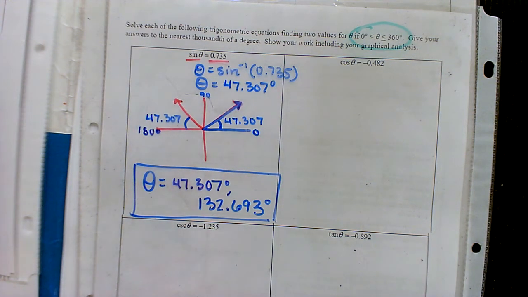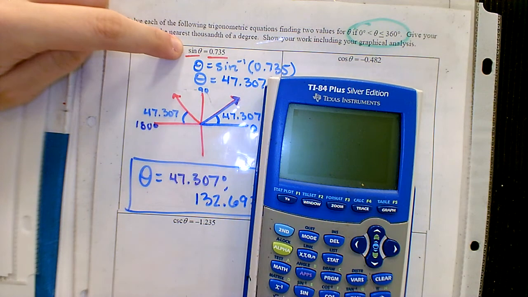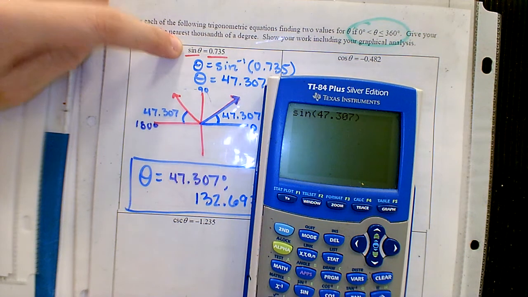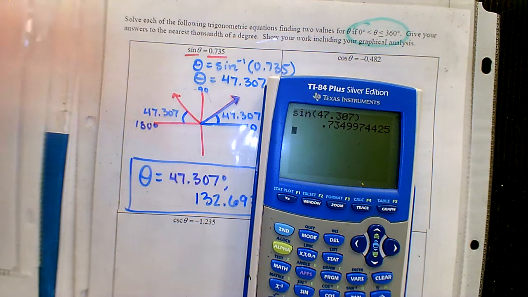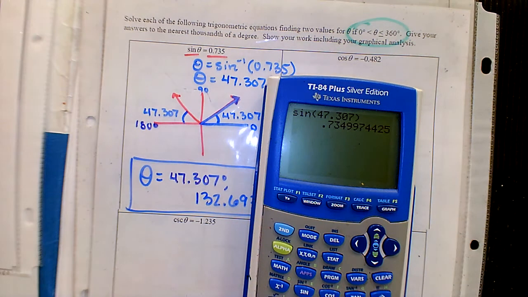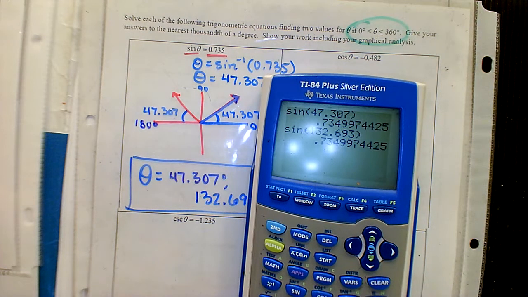All right. Now, since we have a calculator, we should be able to check our work. Let's see what that would look like. On your calculator, you can type in sine of 47.307. Notice how we get something really close to 0.735, which is really good. And then let's go ahead and check the other one, the one that we actually had to figure out, the one the calculator didn't give us. We'd type in sine of 132.693, and notice how we get the same exact decimal.